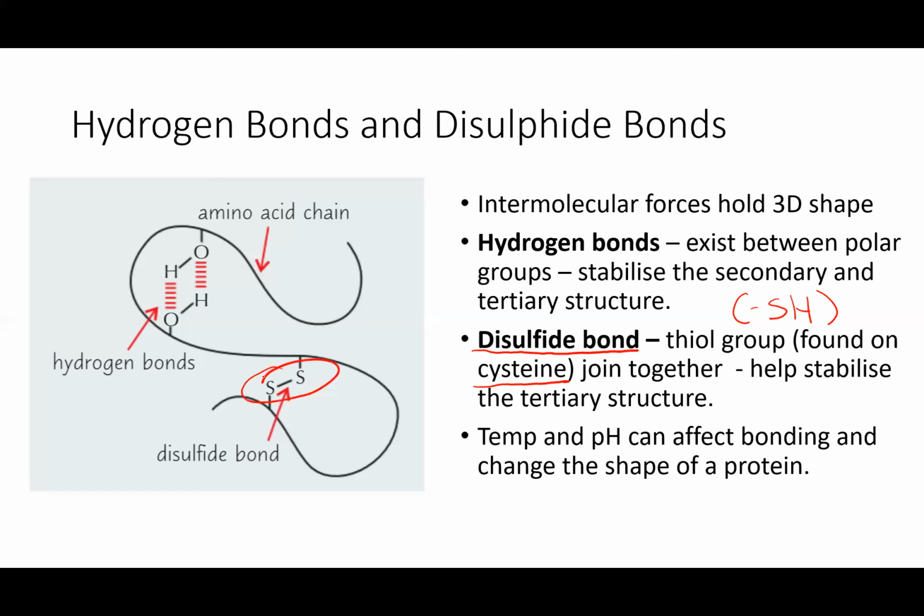So here they've both lost those hydrogens, and they form this disulfide bridge. These disulfide bonds link together different parts of the protein chain and help stabilize the tertiary structure. So hydrogen bonds are secondary and tertiary. Disulfide is just tertiary. Factors such as temperature and pH can affect hydrogen bonding and the formation of disulfide bonds, and can actually cause the shape of the protein to change.